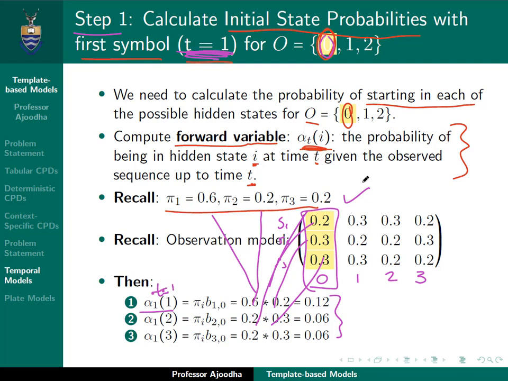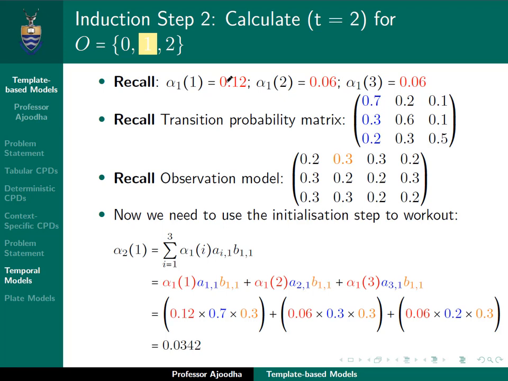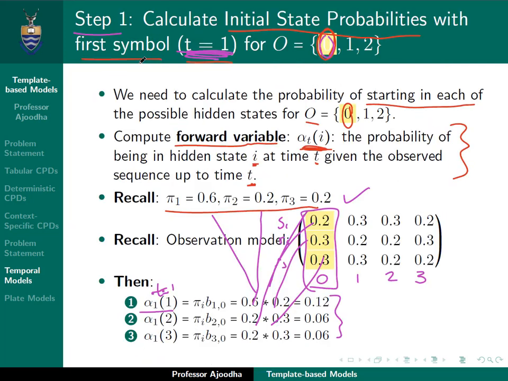Okay, we're going to do the same thing again, but now we're going to remember what those forward variables are. We updated them, so now these are my forward variables. So now we're going to look at this symbol, which is the 1. And we're going to remember that, like I told you before, we need to calculate the probability of being in a hidden state i, which could be S1, S2, or S3, at a time t. In this case t was 1, now we're going to move to t equal to 2.